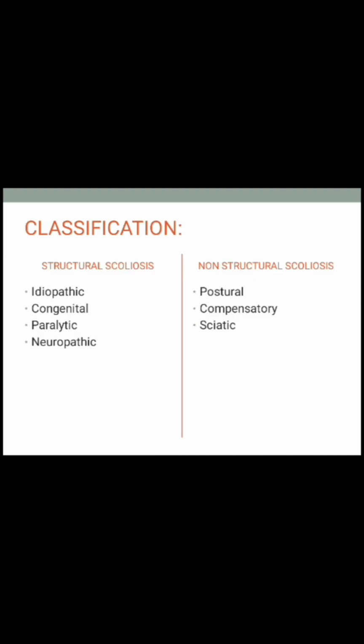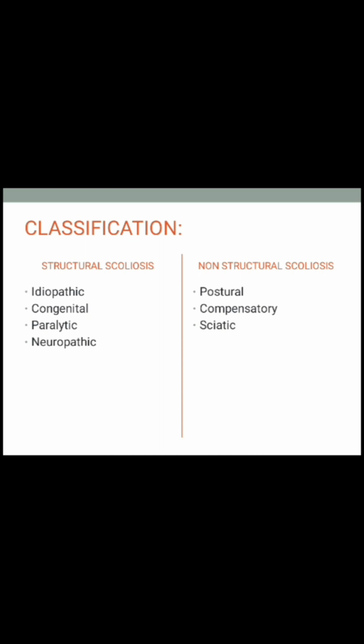Classification of scoliosis: it is classified into structural scoliosis and non-structural scoliosis. Under structural scoliosis, we have idiopathic, congenital, paralytic, and neuropathic. And under non-structural scoliosis, we have postural, compensatory, and sciatic. A mnemonic to remember structural scoliosis is IC PEN. So I for idiopathic, C for congenital, PA for paralytic, and N for neuropathic.